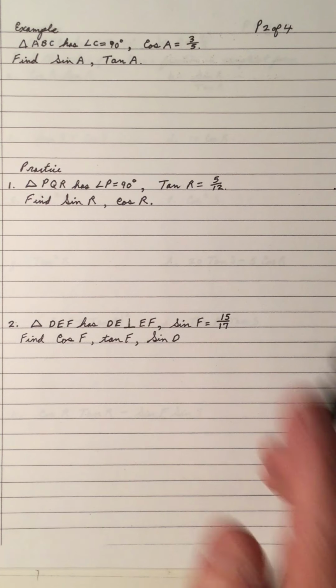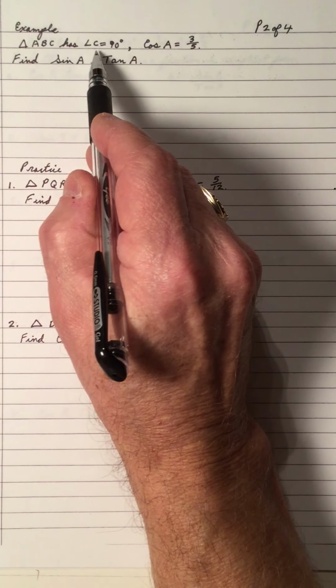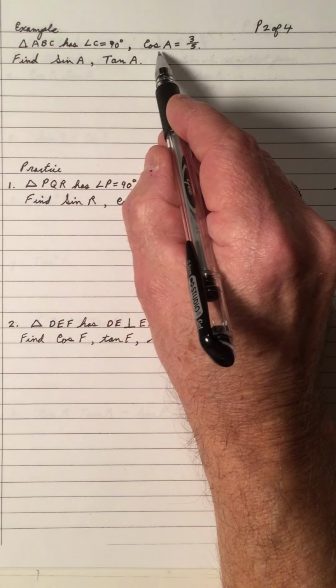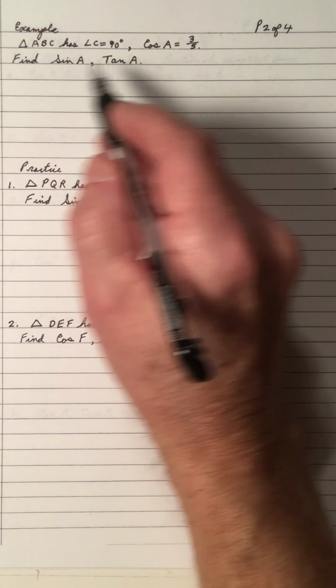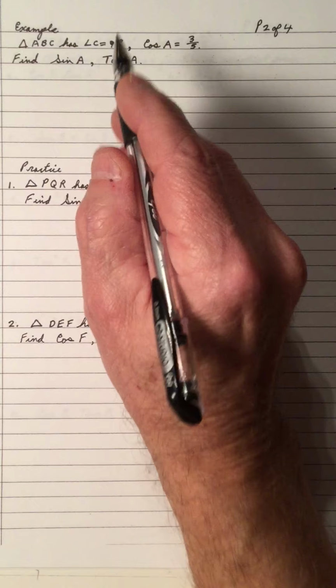Let's do some examples. Triangle ABC has angle C 90 degrees. The cos of A is 3 over 5. Find the sine of A and the tan of A.